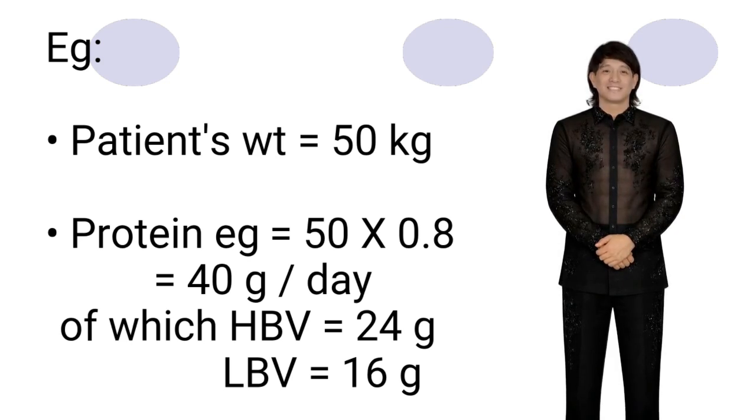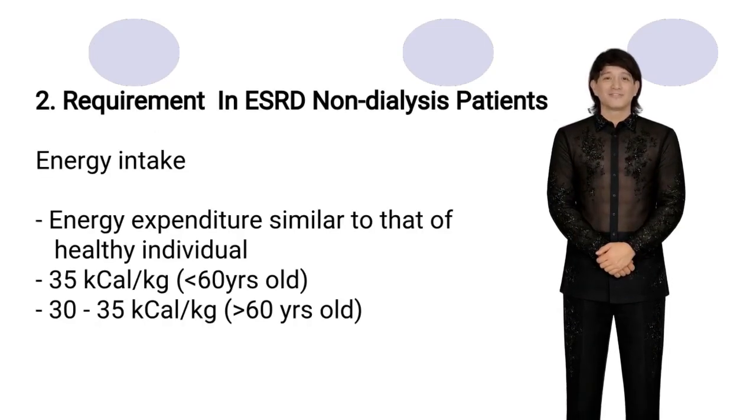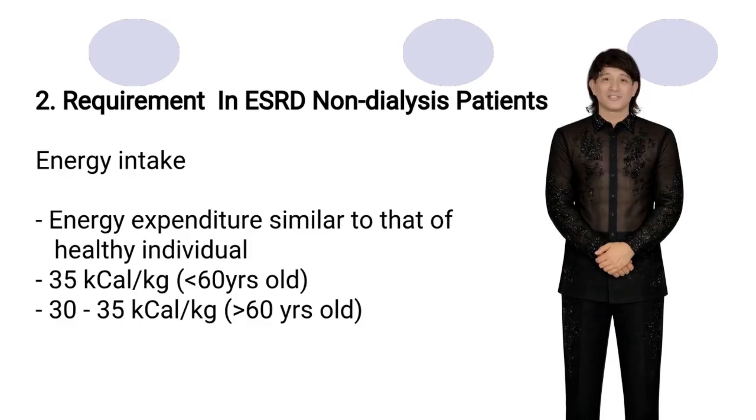A low protein diet, specifically 0.6 grams per kilogram of body weight, is recommended for effective management. For a patient weighing 50 kg, the recommended protein intake is 30 grams per day. This includes 18 grams of high biological value, HBV, protein, and 12 grams of low biological value, LBV, protein.